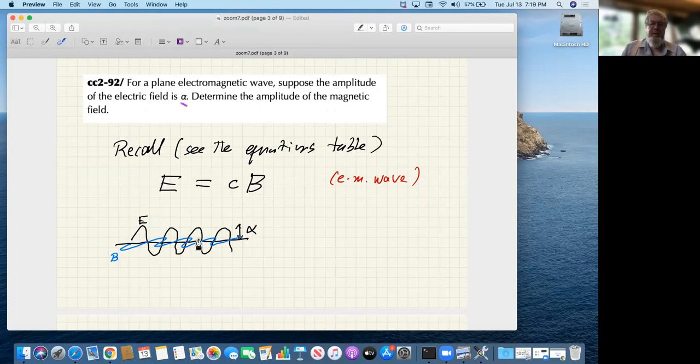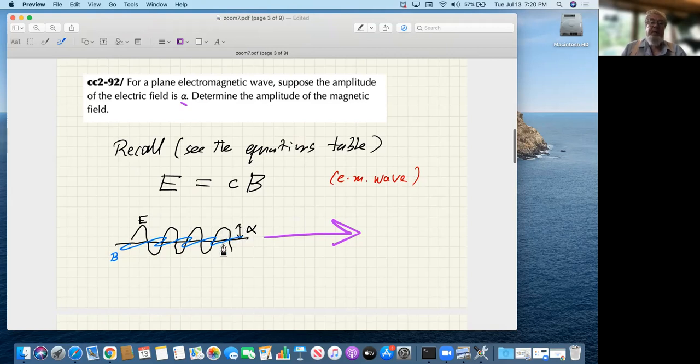So here's the electric field. That's oscillating in one direction. The magnetic field is oscillating in a perpendicular direction. The wave is propagating in the third direction. The direction of oscillation of the electric field, the direction of oscillation of the magnetic field, and the direction of propagation of the wave form an orthogonal triad. They're all perpendicular to each other.